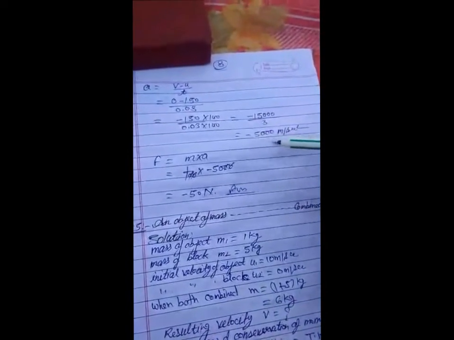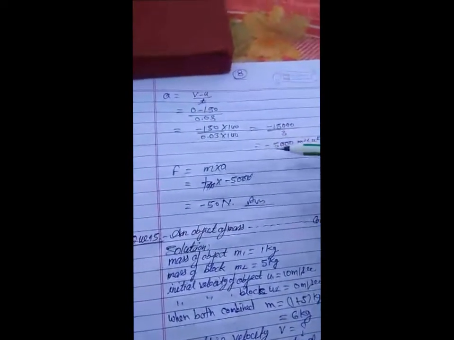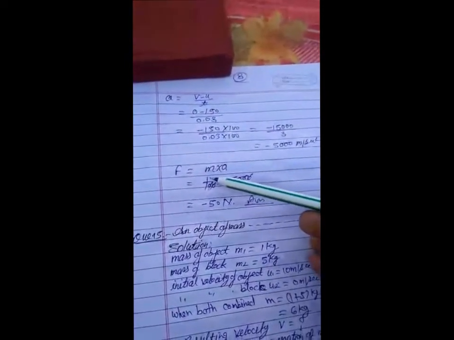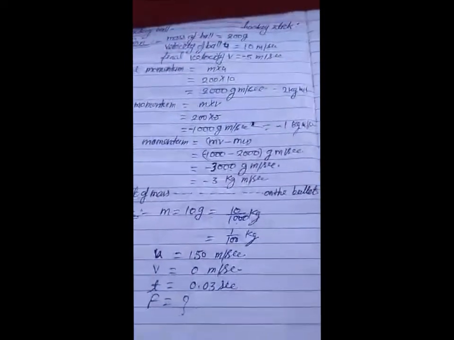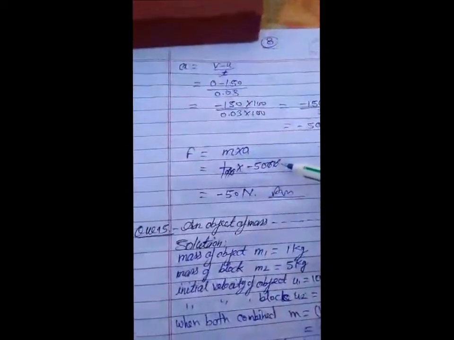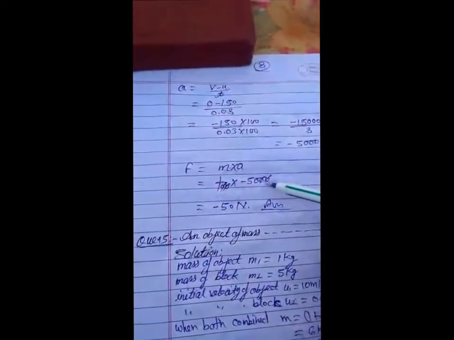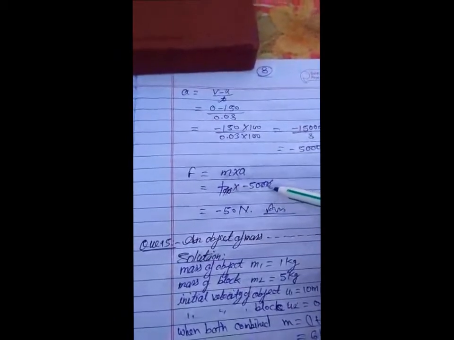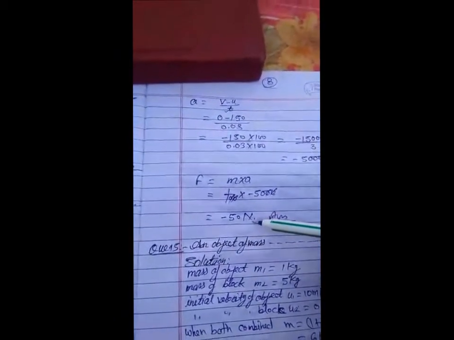This is the acceleration. After that, force F is equal to m into a. M is 1 upon 100, which is given here, and acceleration is minus 5,000. We calculate, and the 0s will be cancelled. We get minus 50 Newton.